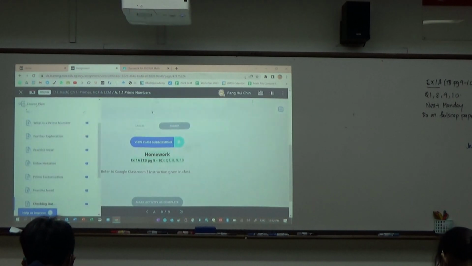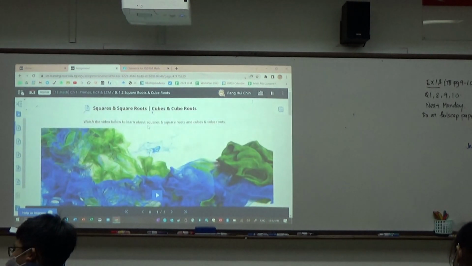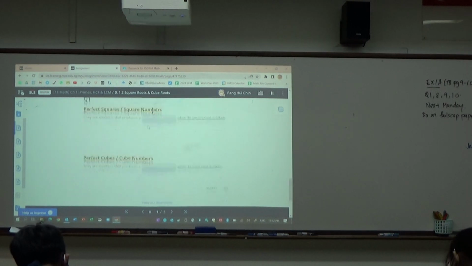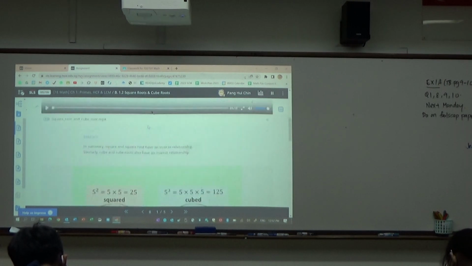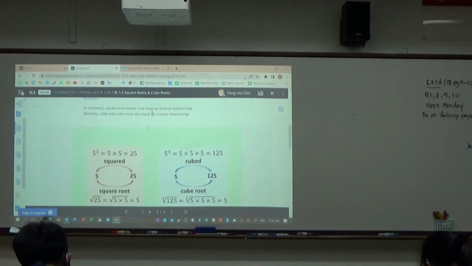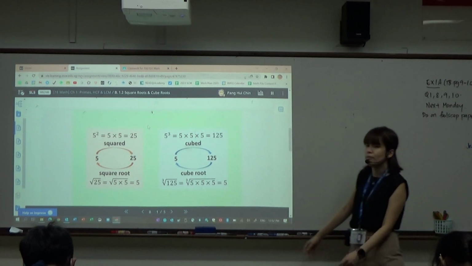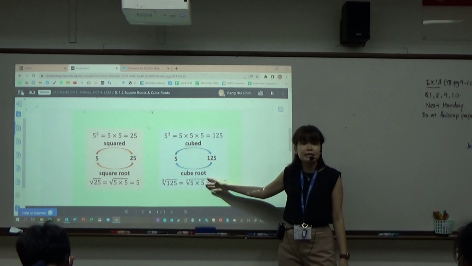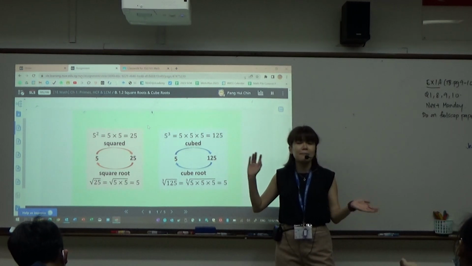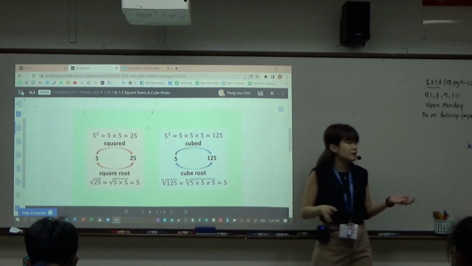Now going back to our home-based learning assignment. I just would like to check, are we clear from the first section? Let me just run it through. For the first section, are we clear about our squares and square roots, cubes and cube roots? They are inverse of each other. That means they are opposite, just like plus and minus are opposite of each other, times and divide are opposite of each other.